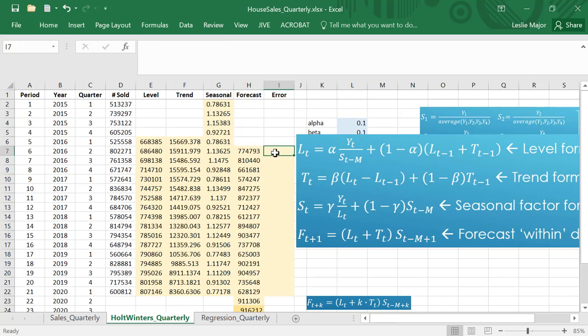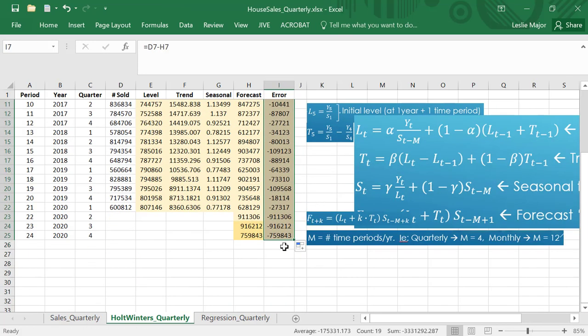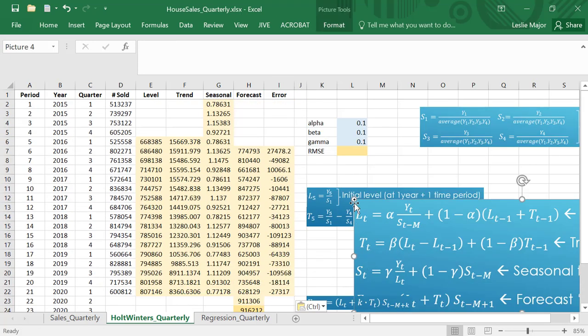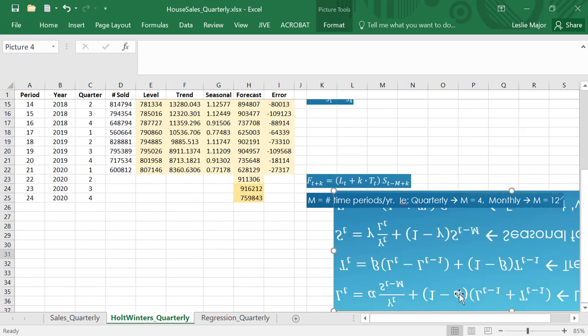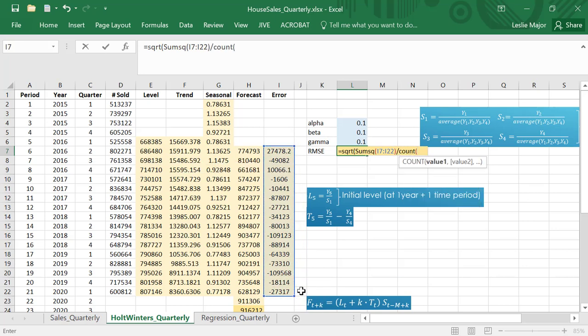And then finally go get your errors by taking your actual minus your forecast for each one. Copy that down. Let's move that out of the way. Good. And then go get your RMSE here as well. I'll fix that later. So go get your RMSE. The square root of the sum squared of your errors divided by the count of your errors.